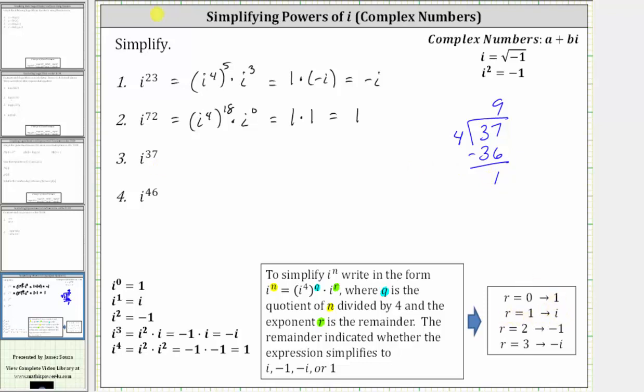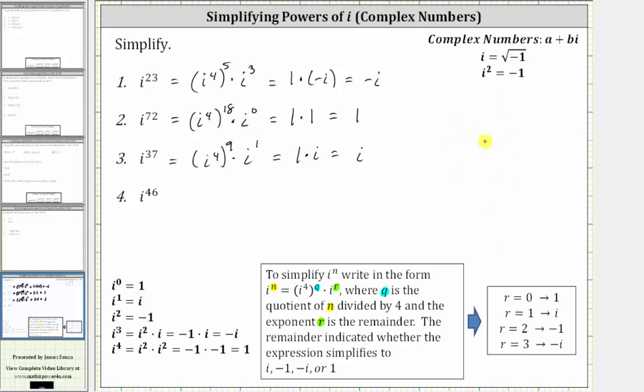But again, let's show some work. i to the 37th power is equal to i to the fourth raised to the power of q, which is 9, times i raised to the power of r, which is 1. i to the fourth is equal to 1. 1 to the 9th is 1. So we have 1 times i to the first, which is just i. 1 times i is i. Again, verifying the result.